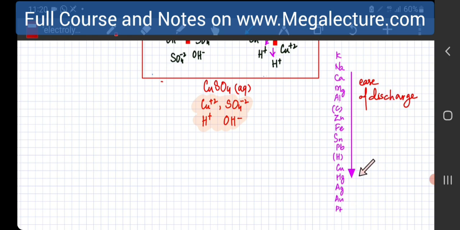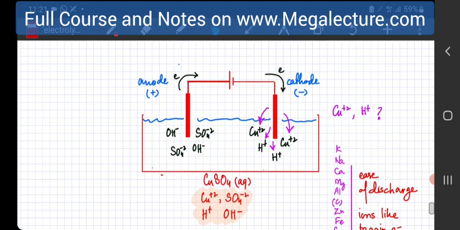Now the ease of discharge increases down the series. That basically means the one at the bottom of the series is the one that likes to gain electrons. Again, I repeat, the ones at the bottom are the ones that really like to gain electrons. So we're going to come back to our question. You have to remember this entire series by heart when you're dealing with aqueous solutions. Why? Because now there's a competition going on for electrons. The electrons are coming in, and you've got two options, copper +2 or H+.